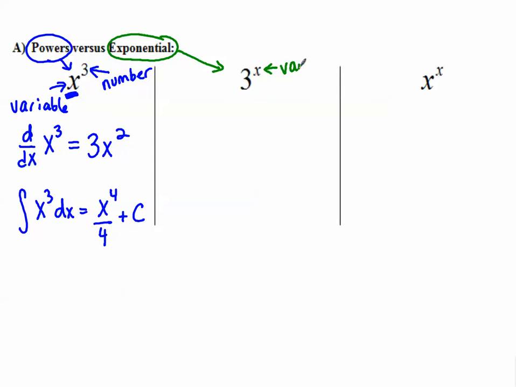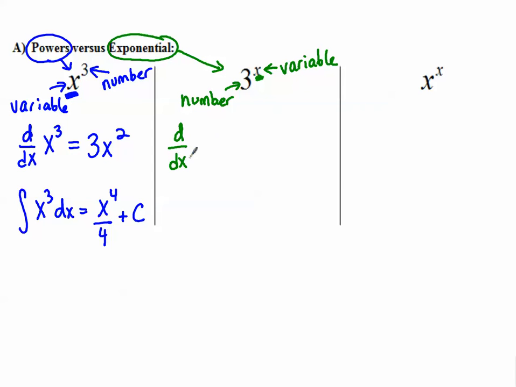Again, that means the variable this time is in the exponent. Any variable expression will do. This time the number is the base. So the number is the base, the variable is in the exponent. That's how we know it's exponential. In that case, we use our exponential rules.